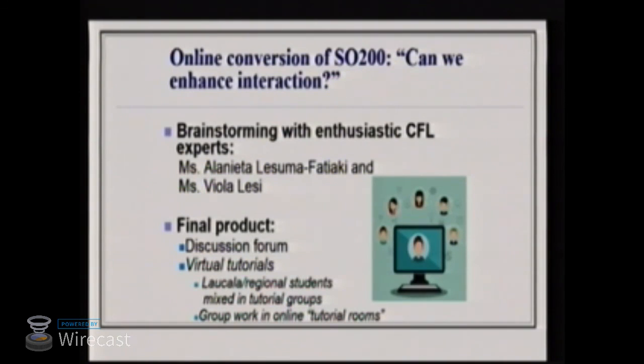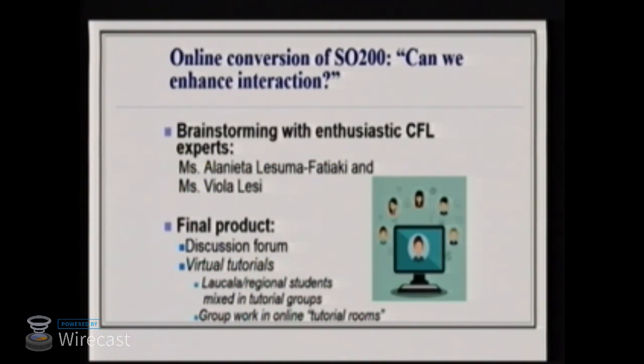So after a lot of brainstorming and discussion, we designed a number of online activities, which included things like the discussion forum, which is a standard feature in every course. But here we would like to focus on the virtual tutorial, where Lodala and regional students are all mixed up, and they are divided into tutorial groups. Each tutorial group is given their own tutorial room, so to speak, online. They're given a virtual space.